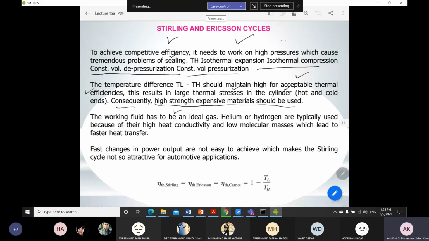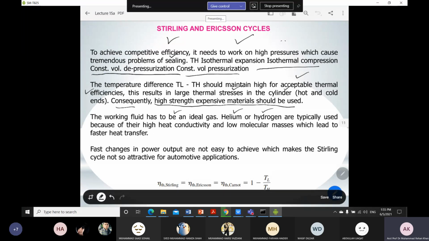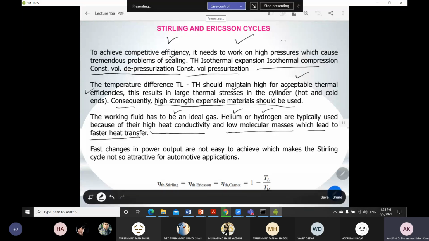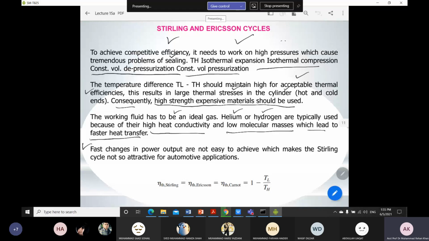Then the working fluid has to be an ideal gas. So in this case, mostly we use helium or hydrogen for the Stirling cycle because they have high heat conductivity and low molecular mass, which lead to faster heat transfer. However, air is also used in the Stirling cycle. And fast changes in power output are not easy to achieve, which makes the Stirling cycle not so attractive for automobile application.